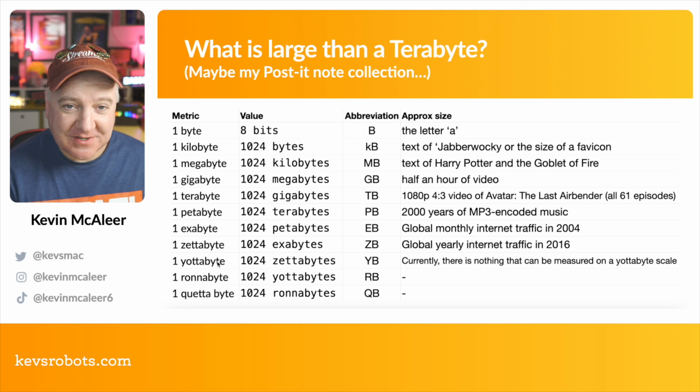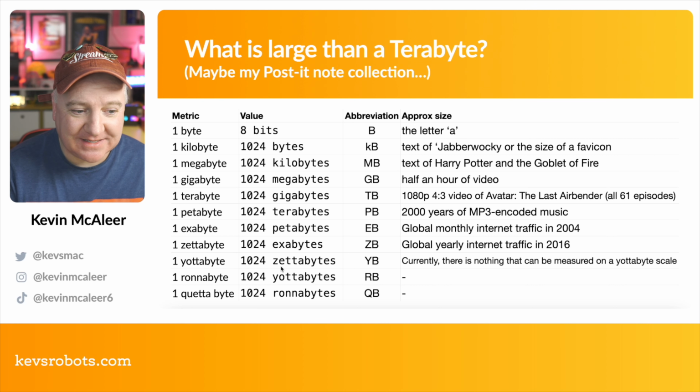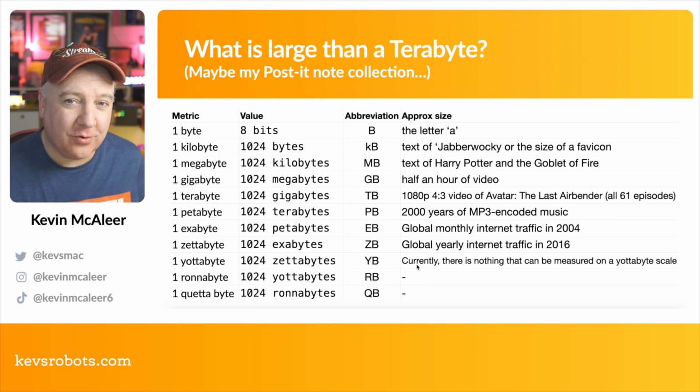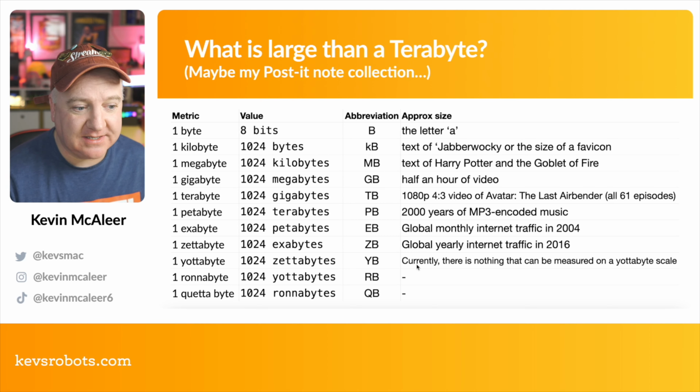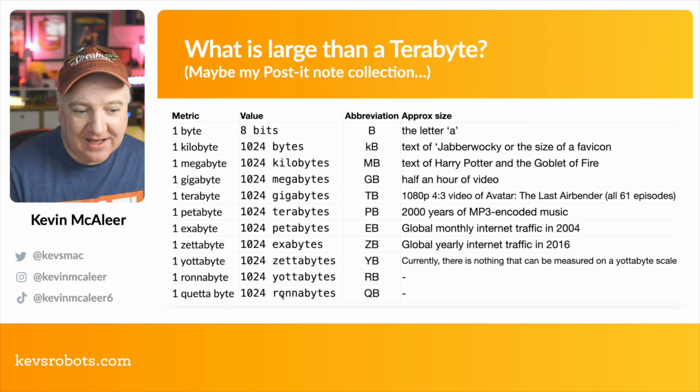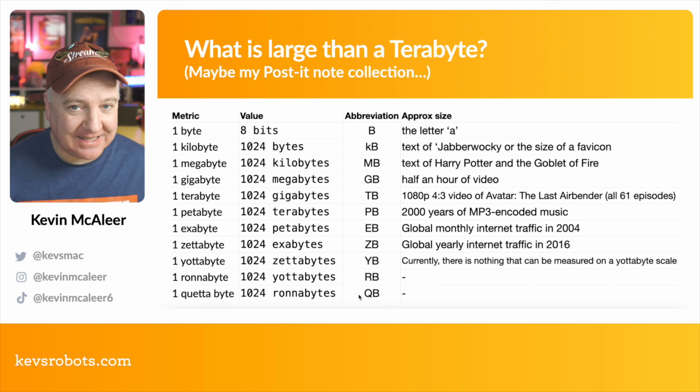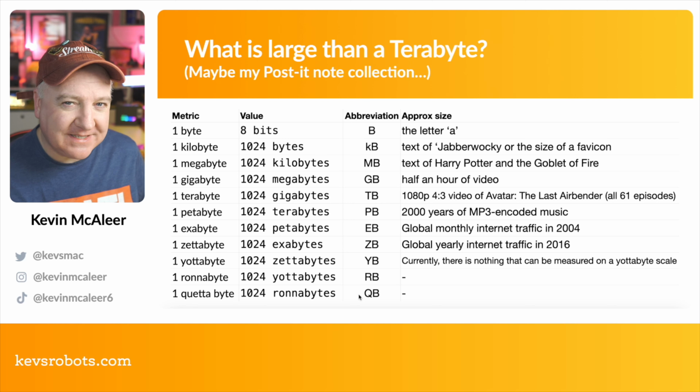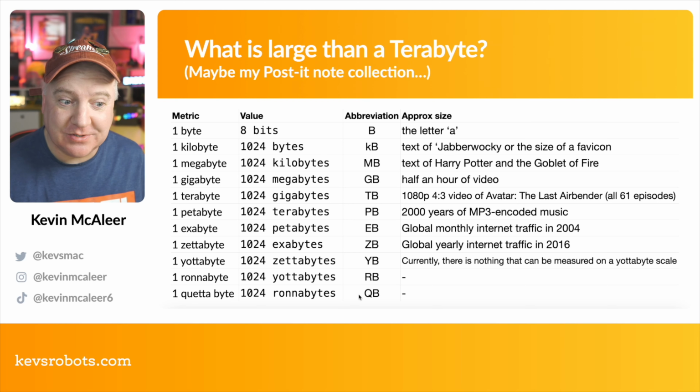Next we have yottabytes. A yottabyte is 1024 zettabytes. And currently there is nothing that works at yottabyte scale. It's just such an astronomically large number that we've never actually had anything reach that size yet. Then we've got ronabytes and quettabytes, and they are again ridiculously sized. I wonder if we'll ever see anything in our lifetimes that comes anything close to that.